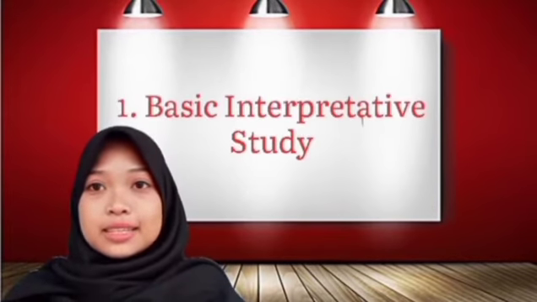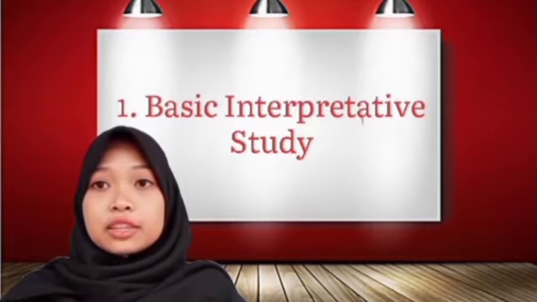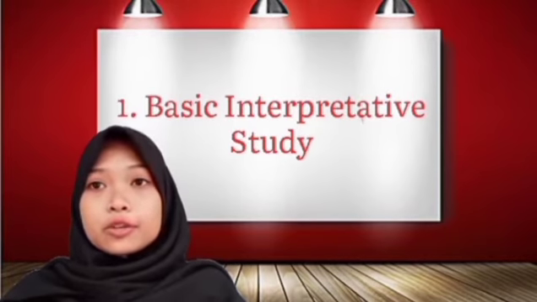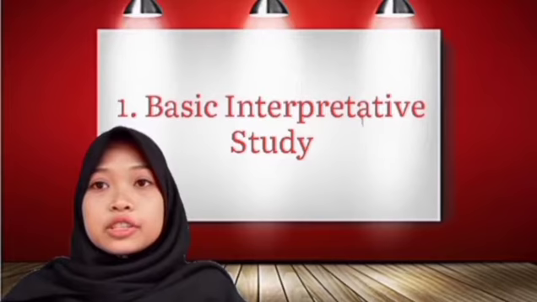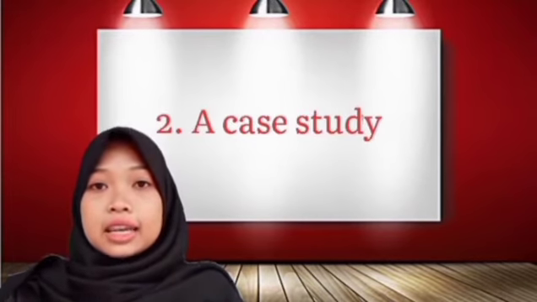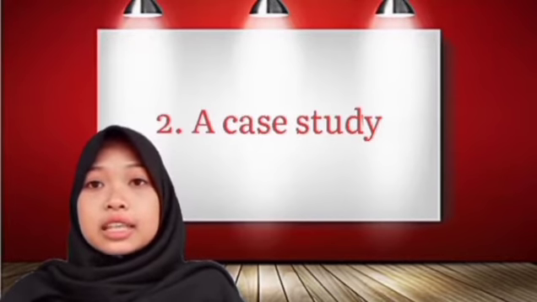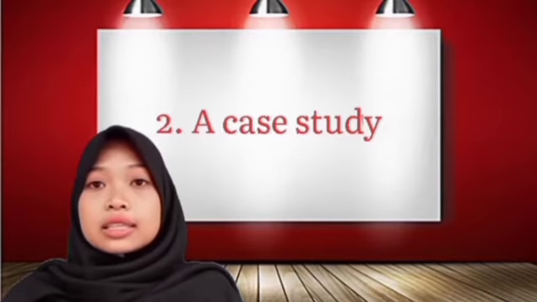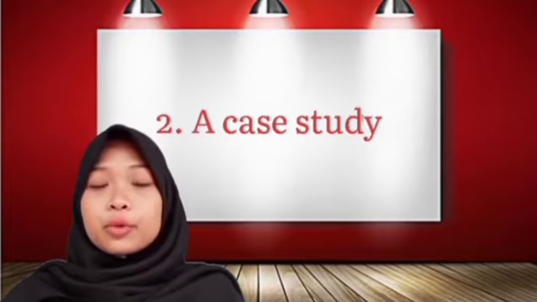Number 1 is basic interpretative study. A basic interpretative study provides descriptive accounts targeted to understanding a phenomenon using data that might be collected in a variety of ways, such as interview, observation, and document review. Number 2 is a case study. A case study is a type of ethnographic research study that focuses on a single unit, such as one individual, one group, one organization, or one program.